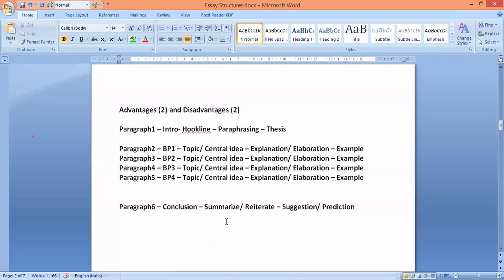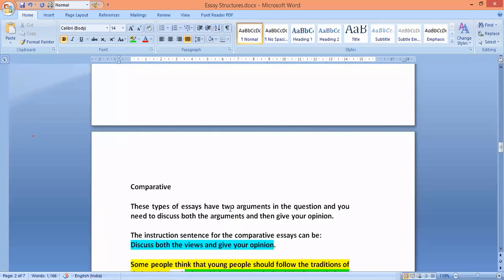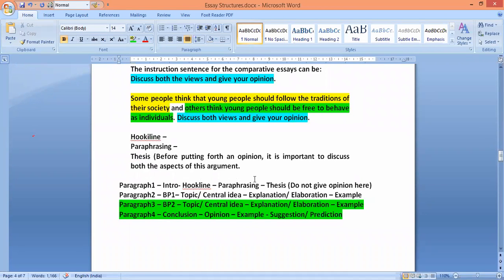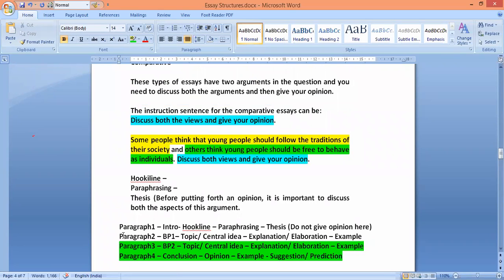Is it clear? That's the only difference. Otherwise, one good thing about this is that in BP1, you already know what you need to do. In BP2, you already know. It means you don't have to get confused whether I should completely agree, completely disagree, partially agree. You don't have to get confused. You have to discuss both the sides and then just give your opinion in the conclusion.